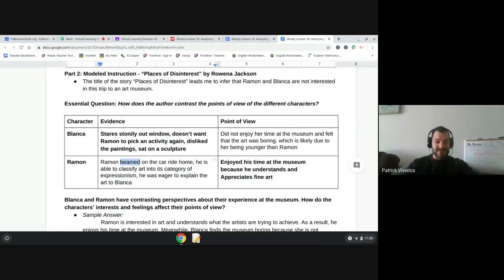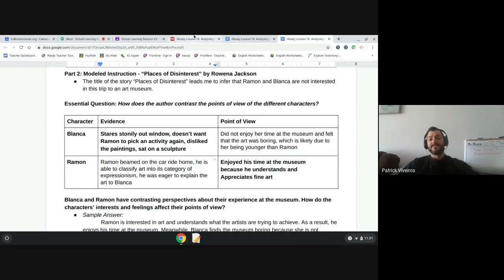Here's some other evidence that shows that Ramon enjoyed his time. He's able to classify the art into its category. He recalls that some of the art is called expressionism, which again, if he was not interested, he probably wouldn't have paid attention to that word or concept of art. Lastly, further evidence that shows he enjoyed his time at the museum and he understands fine art is that he's eager to explain the art to Blanca, meaning that he's eager to come back at her when she starts trash talking the art and speaking disrespectfully about it.